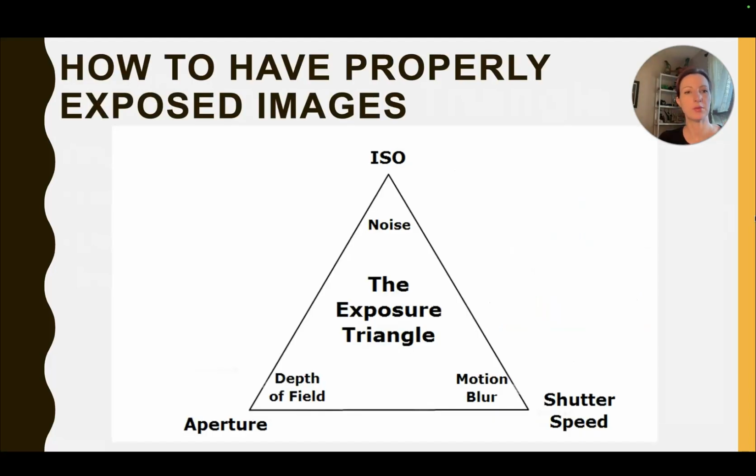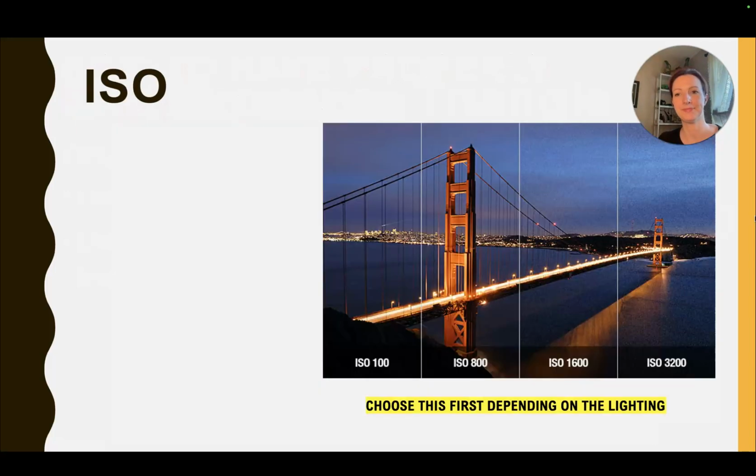So how to have properly exposed images. Like I just said before, these three things work together to create a properly exposed image. I like to pick the ISO and then pick an aperture, adjust the shutter. But if you change one in that little equation, you have to change the other. And each of those things will change how something else looks in your photograph.